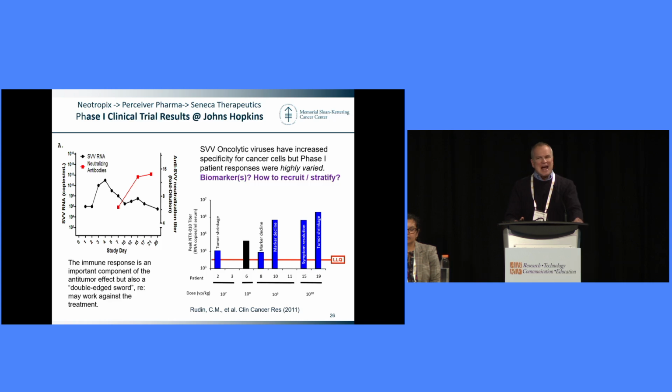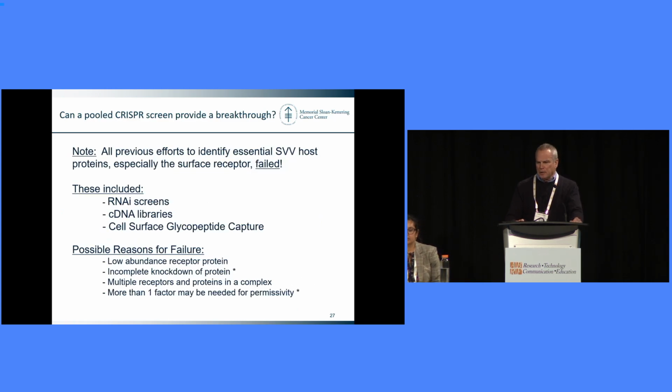So the question is, how do you recruit patients for the phase 2? How do you select the ones that are going to have blue bar effects? So we didn't know. So we thought, well, the first place to start is to find that receptor. What is that receptor? And maybe we could use it as a biomarker. So CRISPR had just come out around that time, and all their previous attempts to find that receptor failed. They tried RNAi screens, they tried cDNA add-back, they tried cell surface glycoprotein capture. None of them worked.